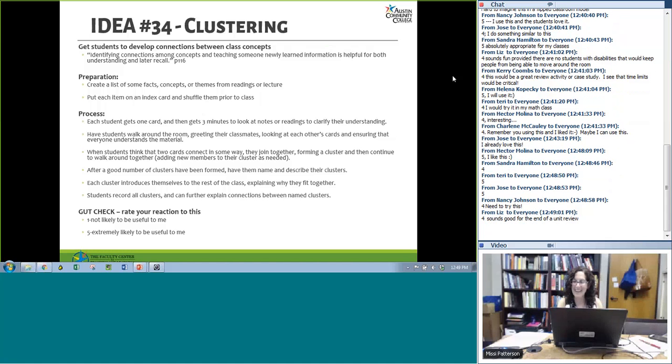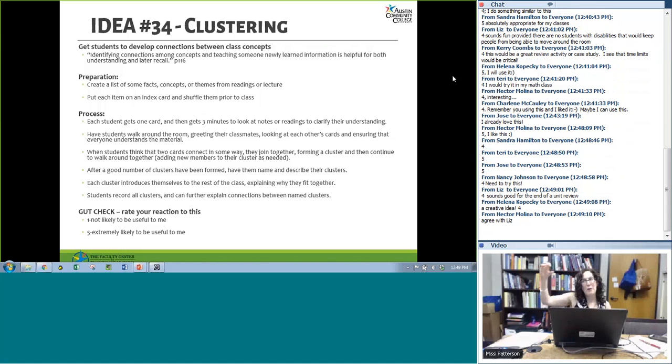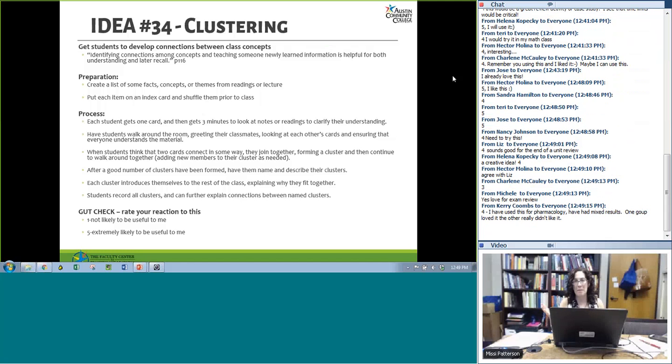Need to try it. Sounds good for an end-of-unit review, says Liz. And yeah, what a great way to do an exam review, making sure that they have really good things to hang their new knowledge on so that when they come to an exam, they're not struggling with all these disparate pieces of information.